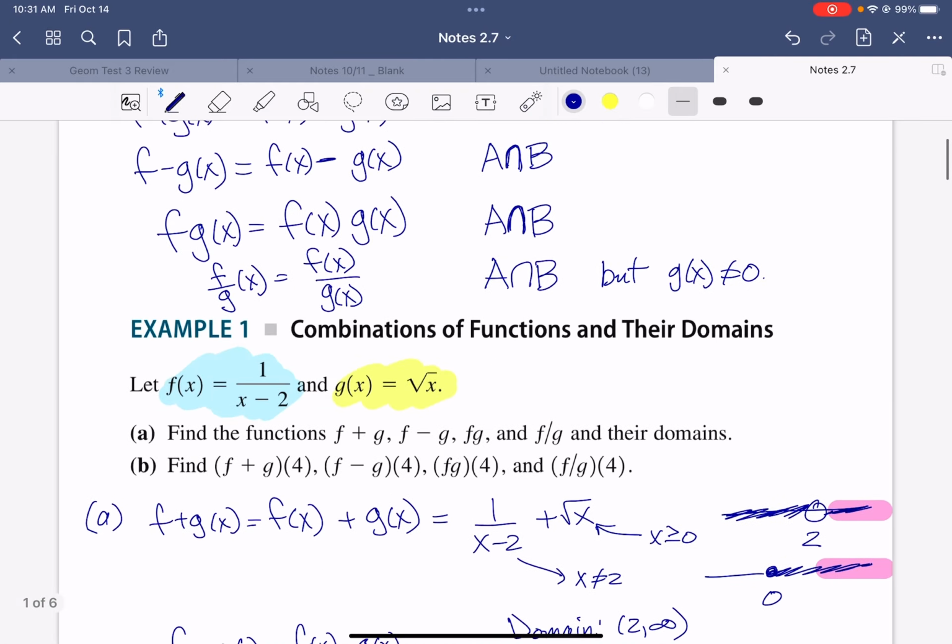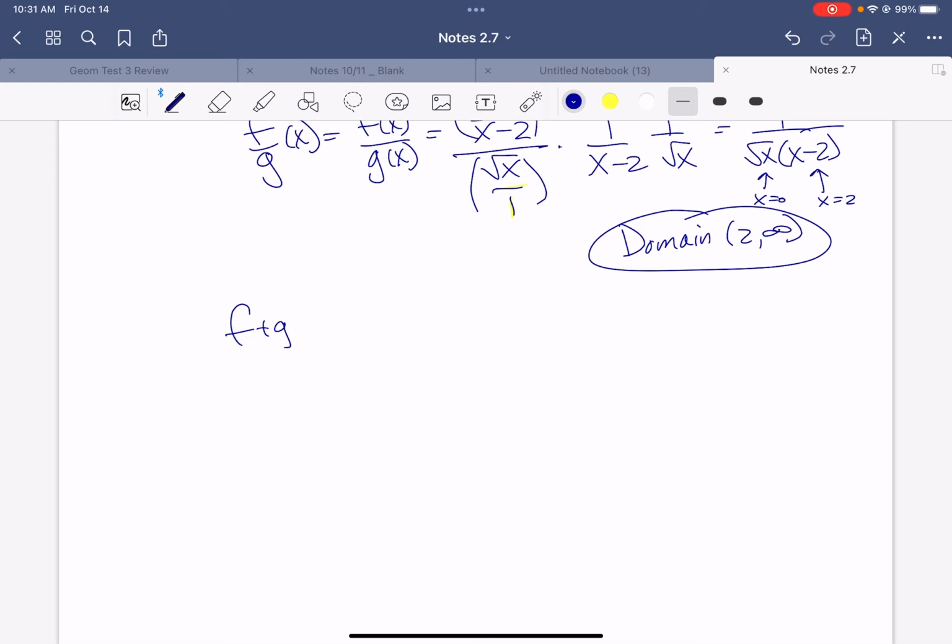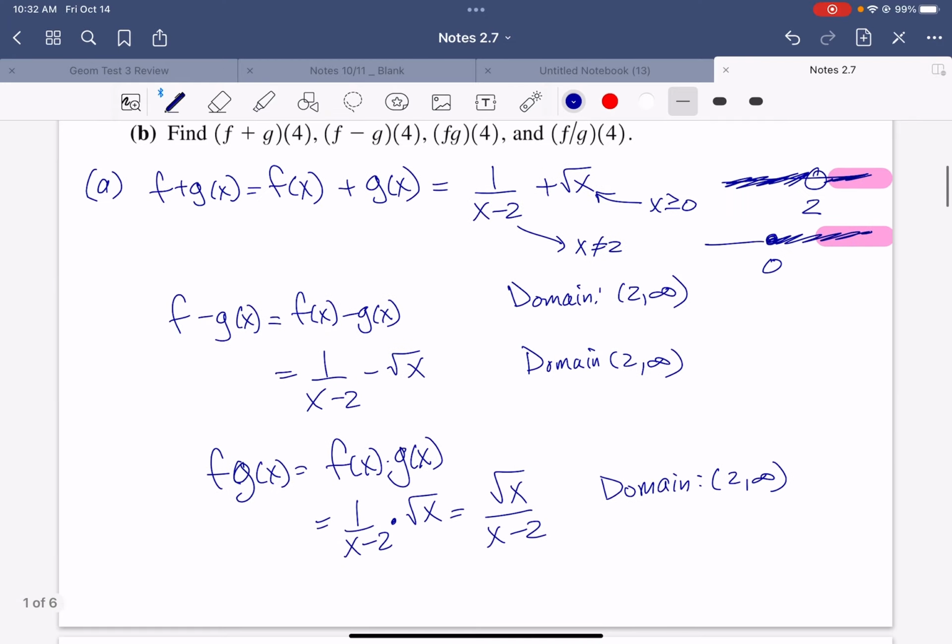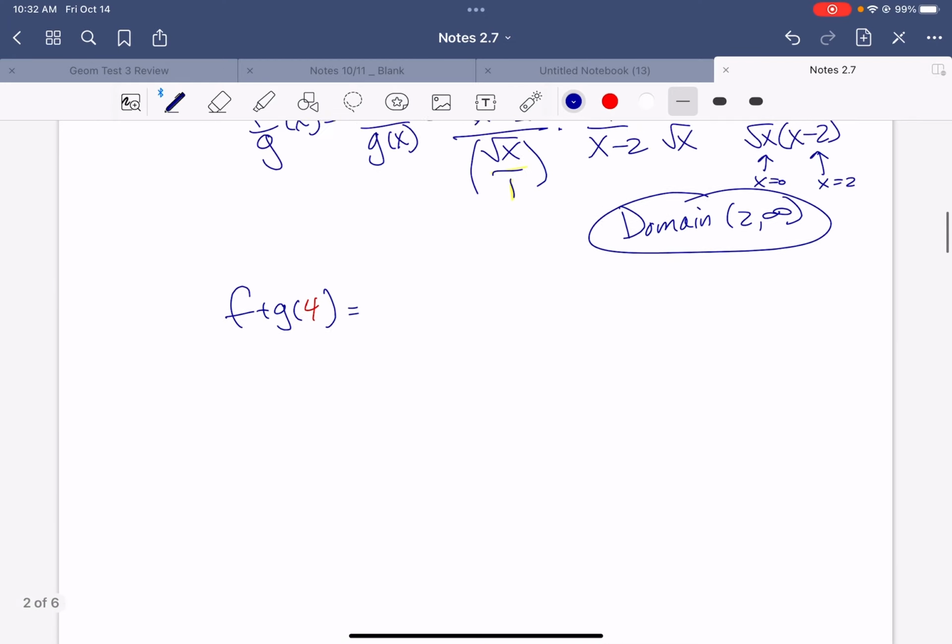Now it wants to know what happens if you have f plus g of x and you plug in 4. So let's plug in 4. Well, we just set up here that f plus g of x is 1 over x minus 2 plus the square root of x. I just plug in 4 everywhere for x. So you get 1 over 2 plus 2. So that's 1/2 plus 4/2, so you get 5/2.